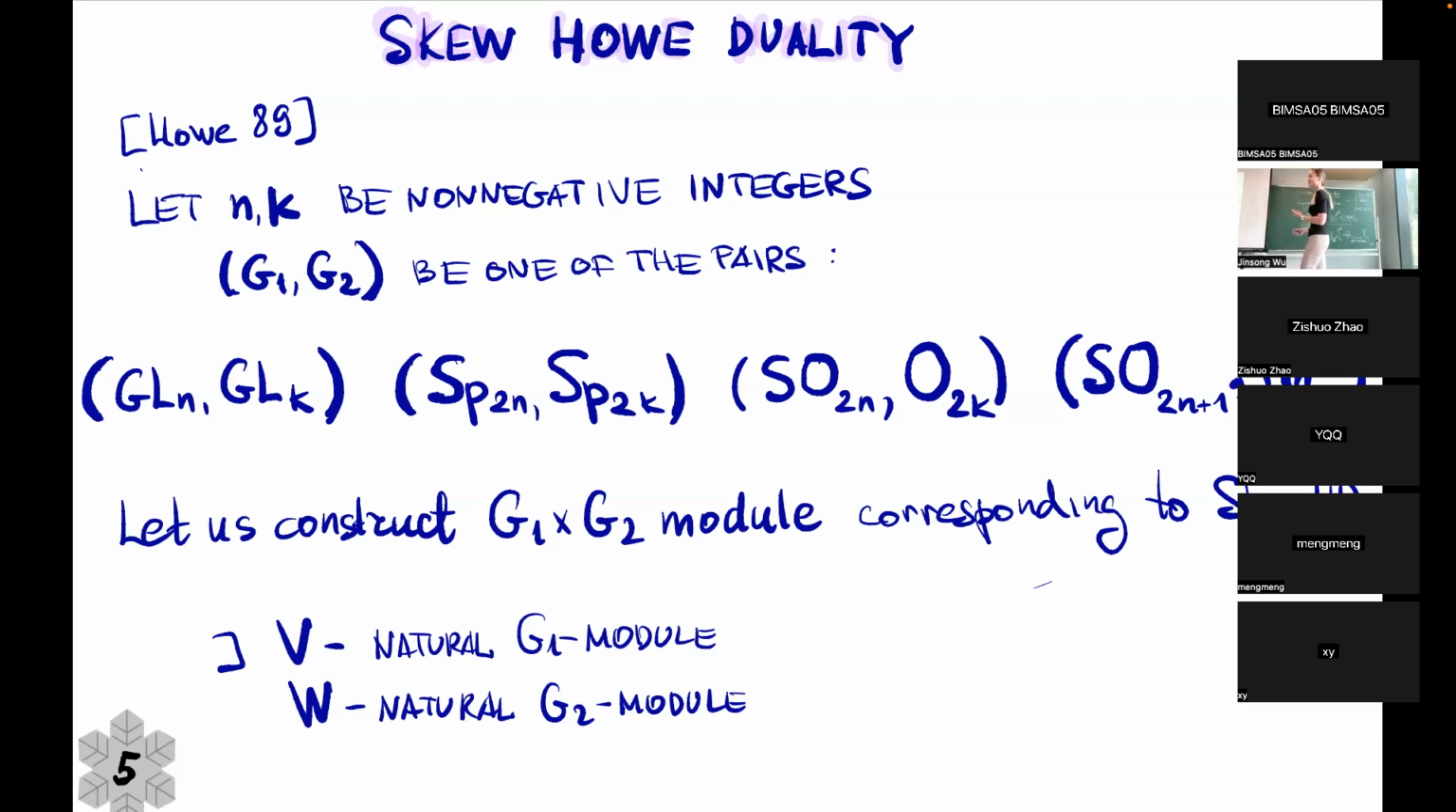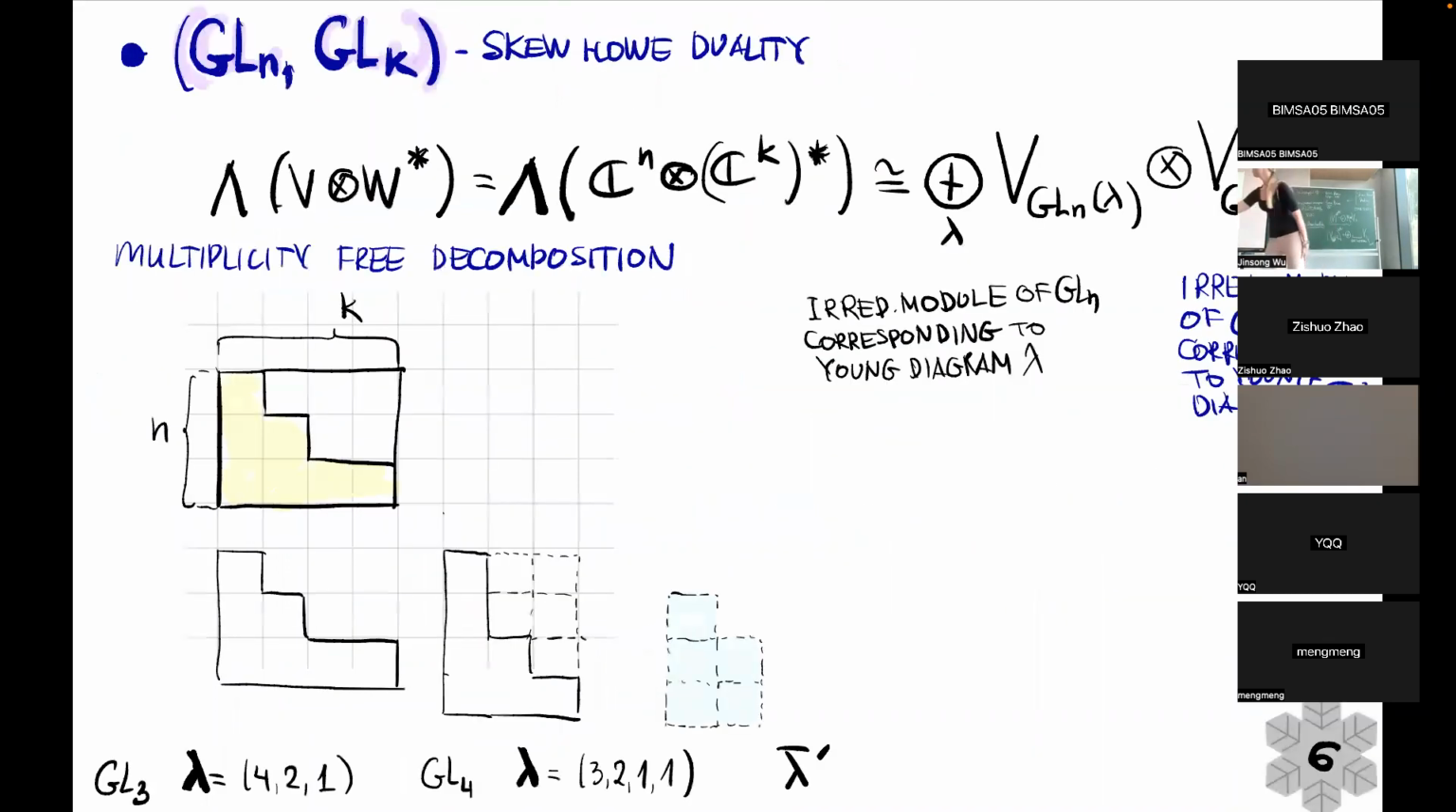Let me say now, maybe you have already guessed from the name, skew Howe duality. It has to do something with the Schur algebra, because we already have the usual Howe duality, which is connected to the symmetric space. But now, what about the exterior algebra? Yes, this is exactly about this case. If we consider the natural module of the first group, and the natural module of the second group, and denote them by V and W, we can say that actually, if we consider the Schur algebra of such a space, of a tensor space, where V is multiplied by W.